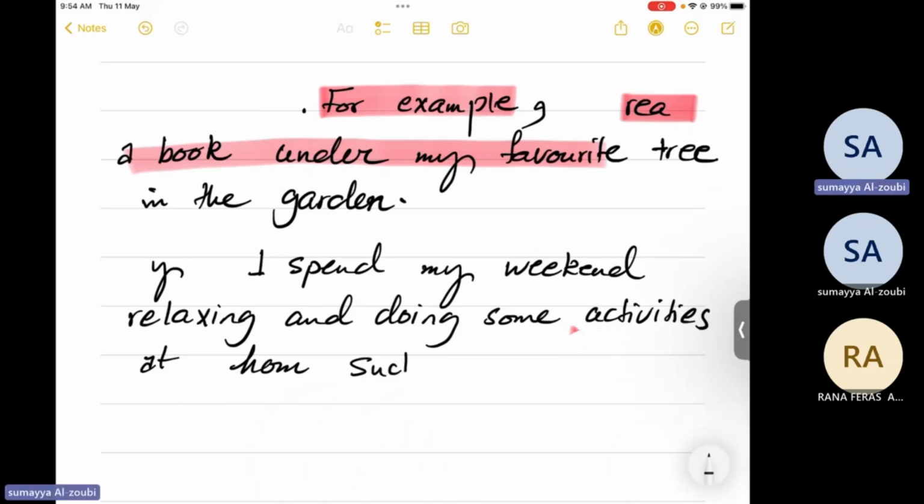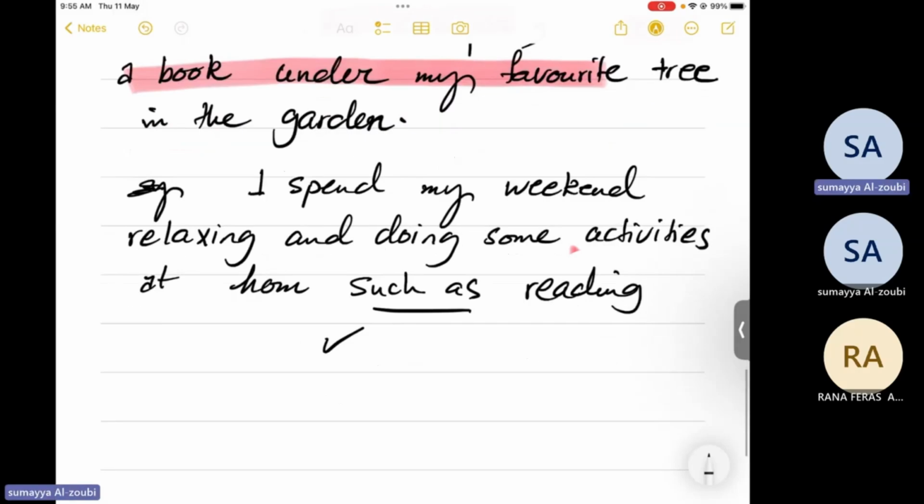If I would like to use such as, is it possible? Of course it is possible. But look here at how to complete the sentence. I spend my weekend relaxing and doing some activities at home, such as reading and cooking.